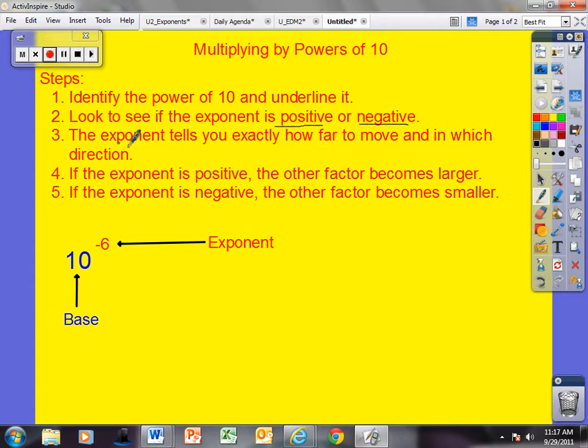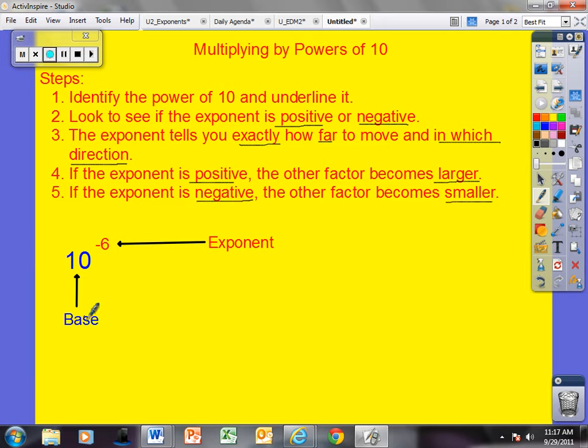The exponent tells you exactly how far to move and in which direction. So either right or left. Remember, we're not moving up or down, just left or right. If the exponent is positive, the other factor becomes larger. And if the exponent's negative, the other factor becomes smaller.